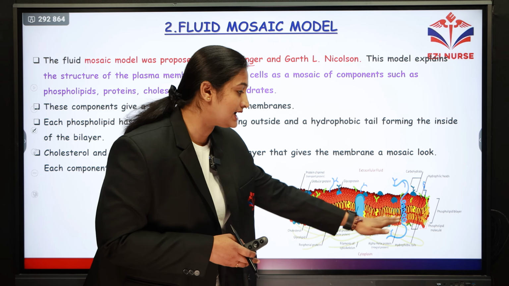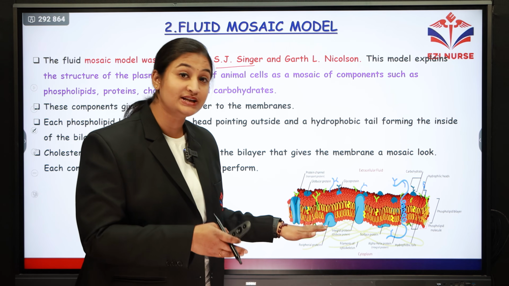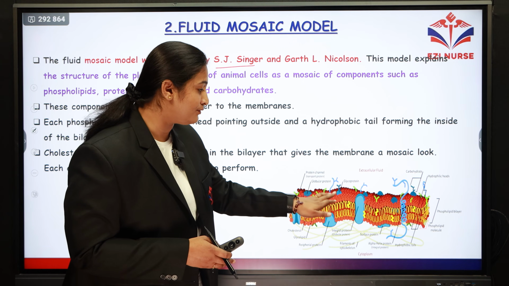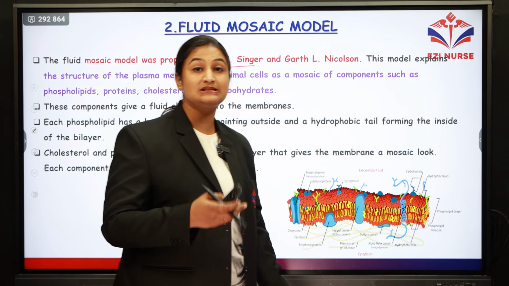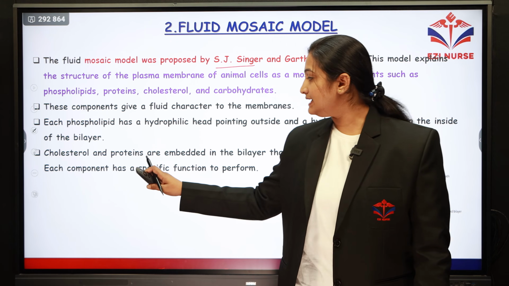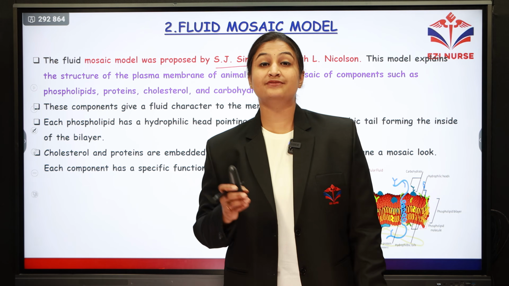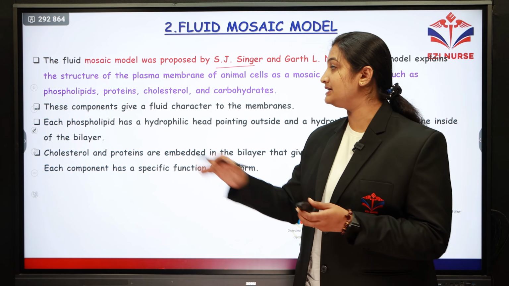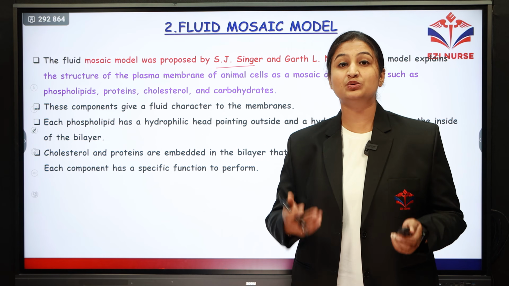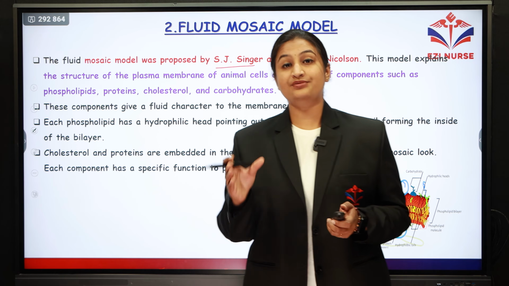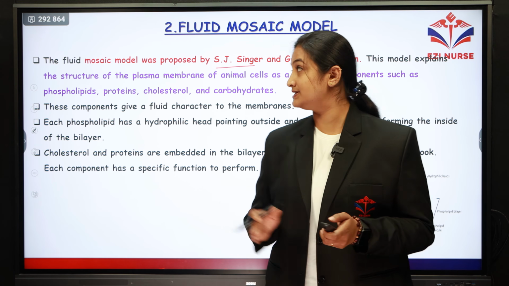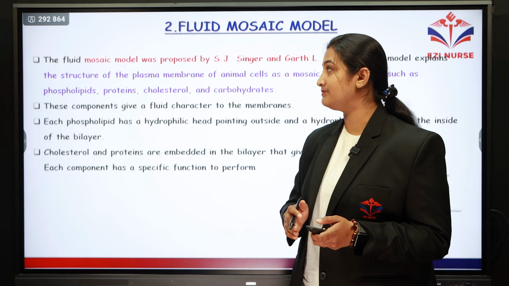So here in this diagrammatic representation, you can understand. A kind of mosaic appearance is given. So that is the mosaic look that is told here. And each component has a specific function. All these components, let it be phospholipids, proteins, cholesterol, carbohydrates, they all have their own functions. So this is about the fluid mosaic model.